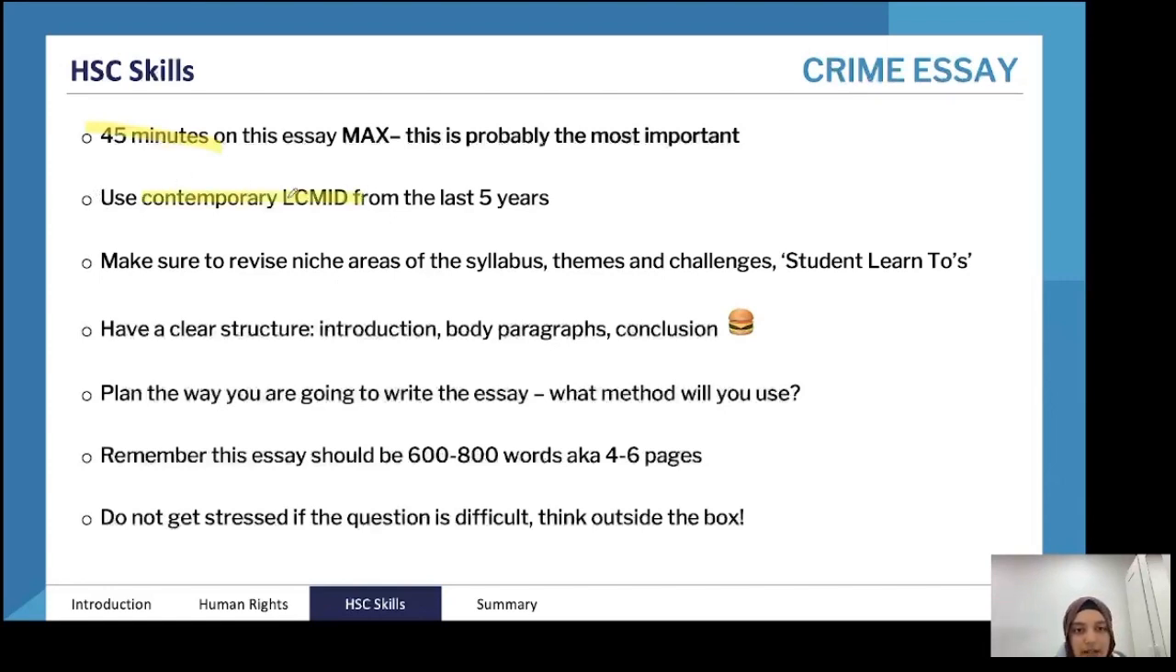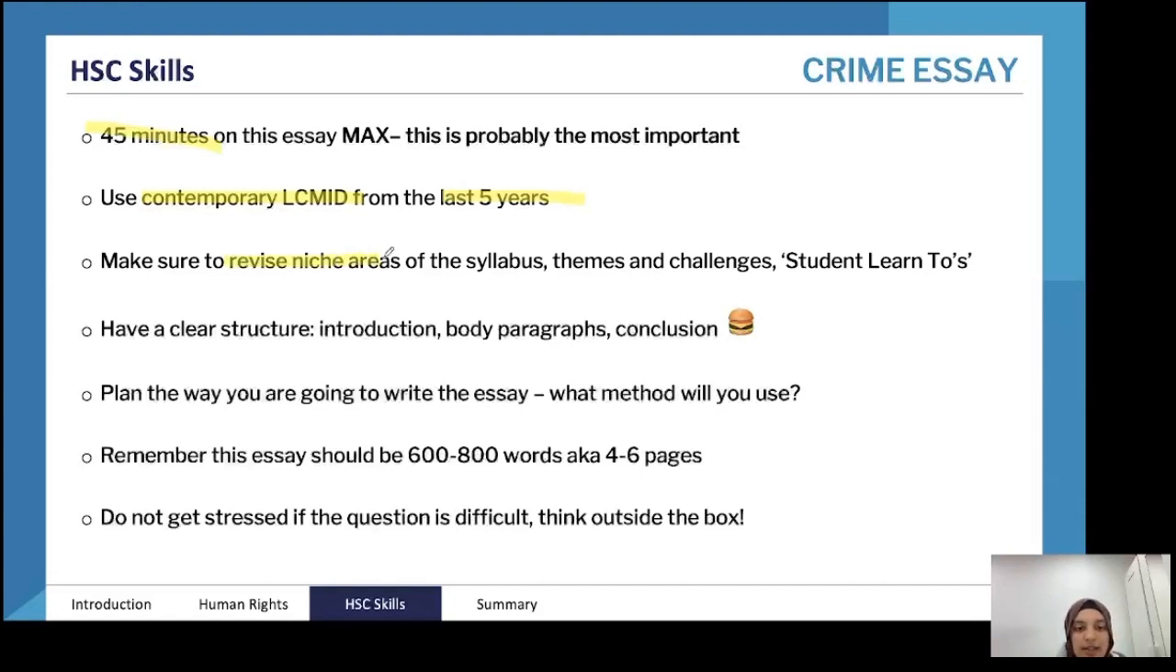So then you want to use contemporary LCMID from the last 5 years. Again, there are many LCMID that you can find in your notes with your teachers, from ATAR notes as well. It's up to you how you decide to do it. You can also do a lot of research, you can find a lot of stuff online. If you just do enough Googling, you'll find a lot of media articles, a lot of cases that you may find interesting and would like to incorporate. So do have contemporary LCMID. You can even have a separate notes page for LCMID specifically.